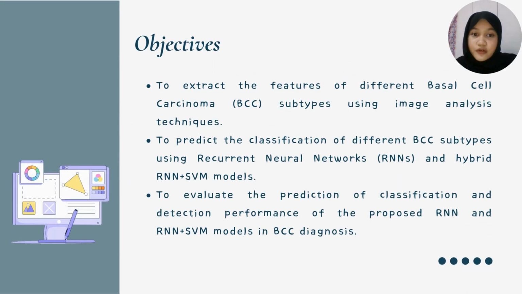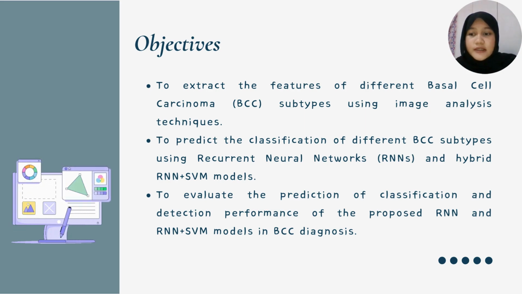So let's move on to the objectives. The first objective for this project is to extract the features of different basal cell carcinoma (BCC) subtypes using image analysis techniques. This involves processing BCC images through grayscale conversion, binarization, segmentation, and feature extraction to highlight key patterns in different subtypes. These features are crucial for distinguishing between superficial, nodular, and infiltrative or morphiform BCC.